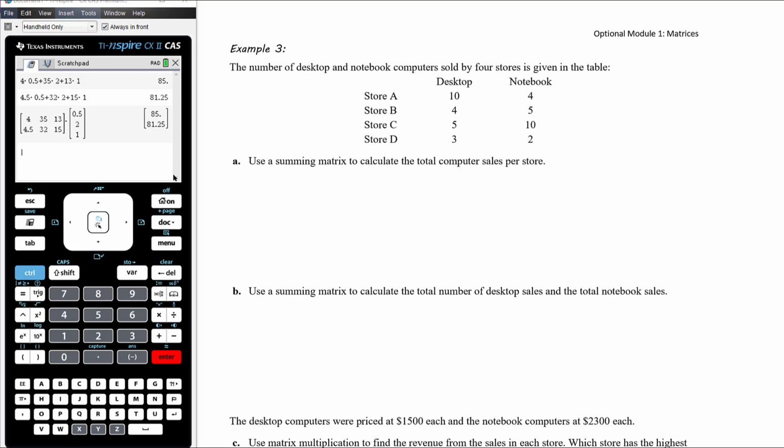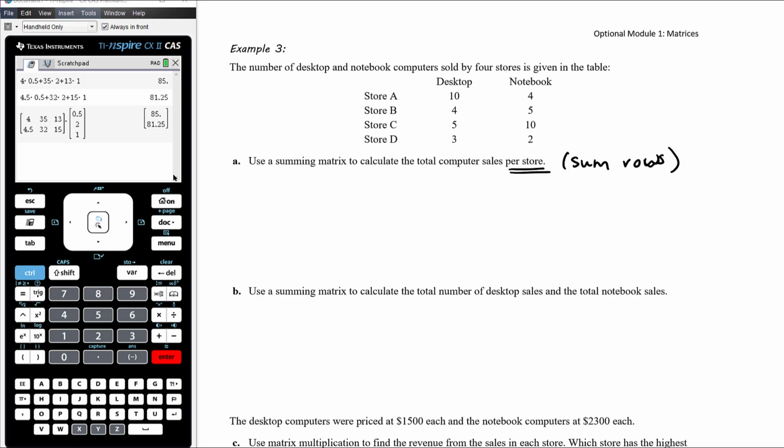Okay, so if we want the total computer sales per store, so we want to know what is the total sales in store A. Doesn't matter whether they're desktops or notebooks, just the total computer sales. Total sales in store B. So we want to sum the rows. And yes, we can do that by hand very quickly. But the point is, we want to work out what matrix calculation would be needed to do that. Okay.